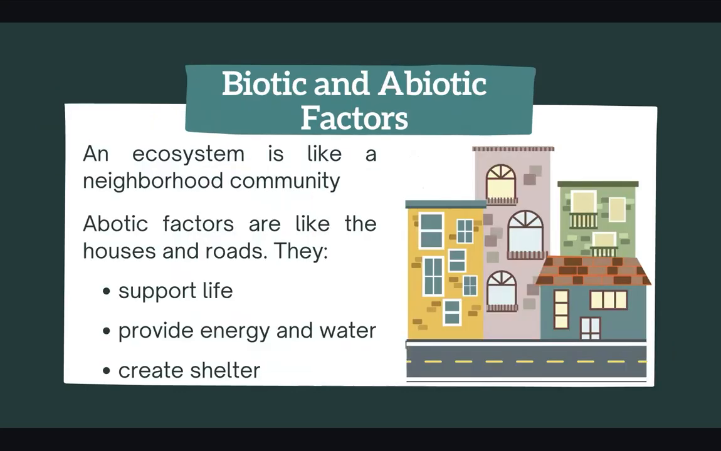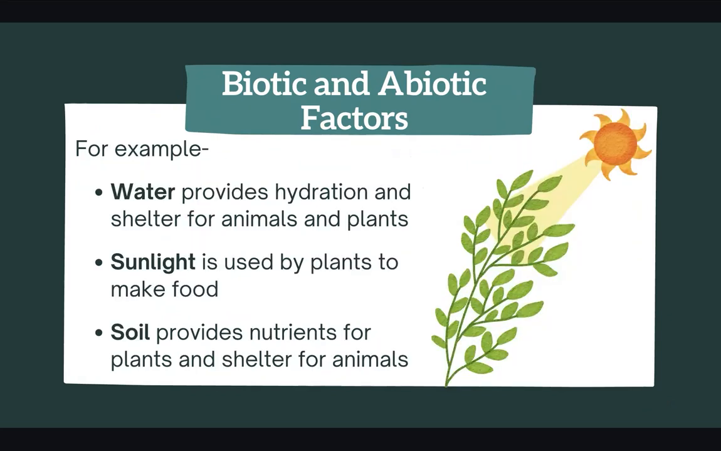An ecosystem is kind of like a neighborhood community. Abiotic factors are like houses and roads. They support life, provide energy and water, and create shelter, among other things. For example, when we're talking about abiotic factors, water provides hydration and shelter for animals and plants. Sunlight is used by plants to make food, and soil provides nutrients for plants and shelter for ground-dwelling animals.